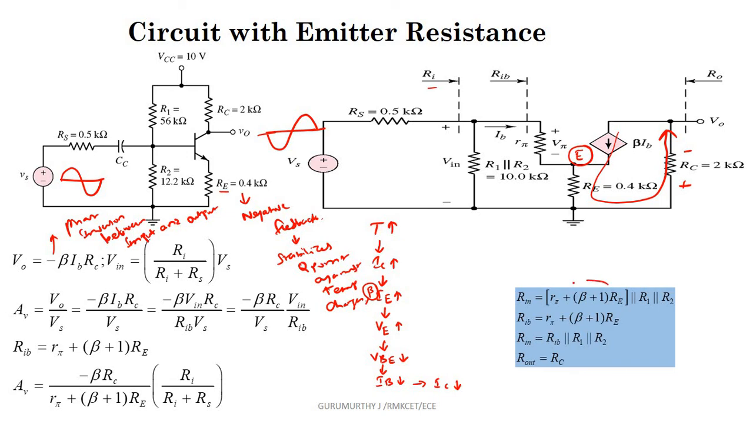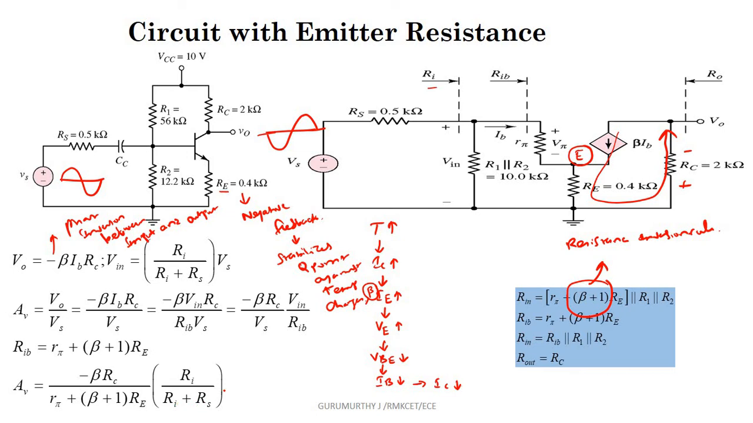So this 1 plus beta, the meaning of 1 plus beta is the base and emitter are going to differ by a current ratio of 1 plus beta. So that will come into picture, and this is called the resistance inversion rule. If I do this arithmetic, you will get minus beta into Rc divided by R pi plus (beta plus 1) into Re, into Ri over Ri plus Rs.